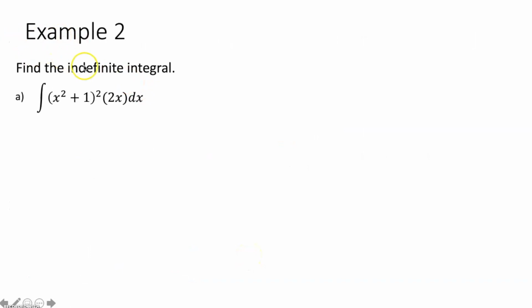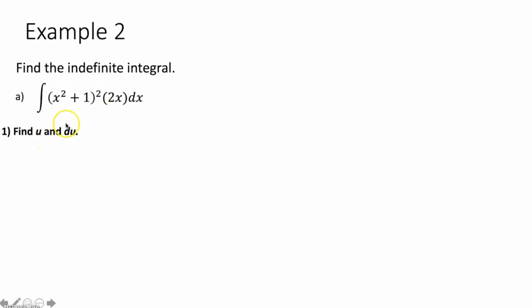Now example 2 says find the indefinite integral. So we're taking this indefinite integral right here. Now, if you look closely at this function, we have a function within a function times another function. So let's try to use U-Substitution in order to more easily integrate this. In order to use U-Substitution, we need to find u and du.